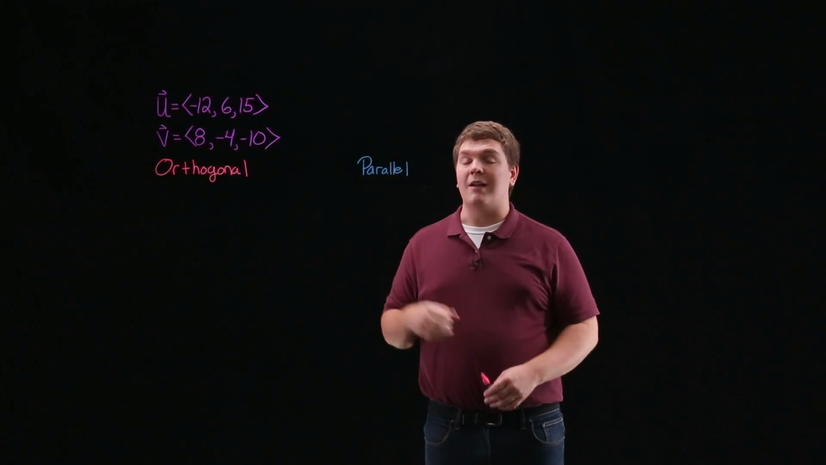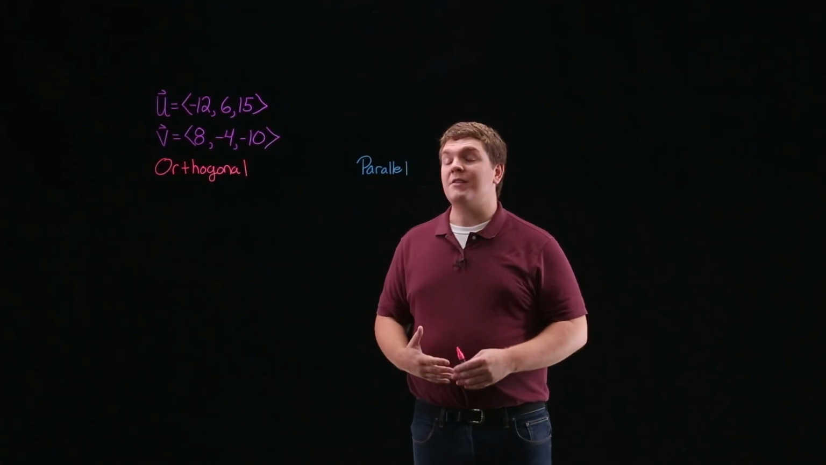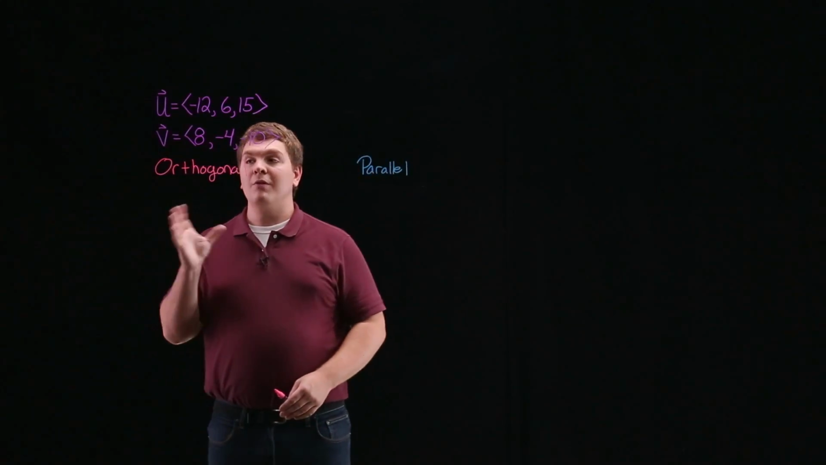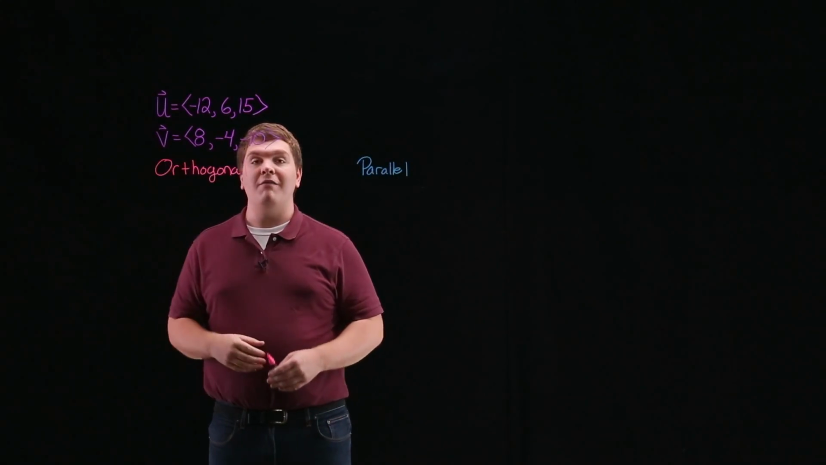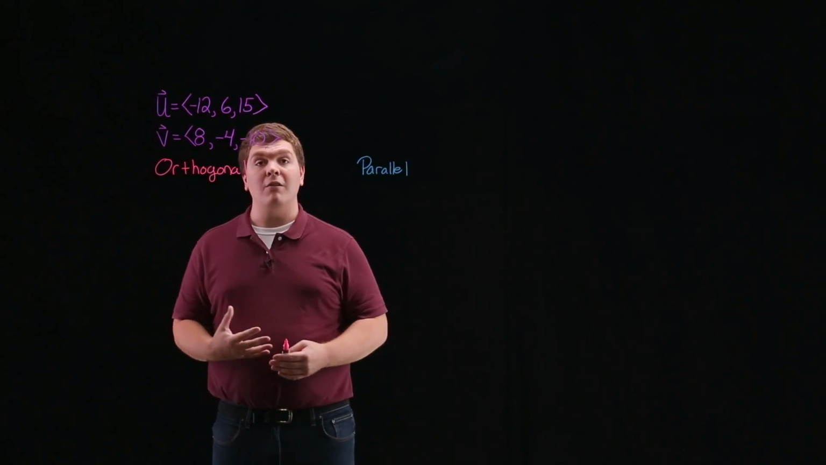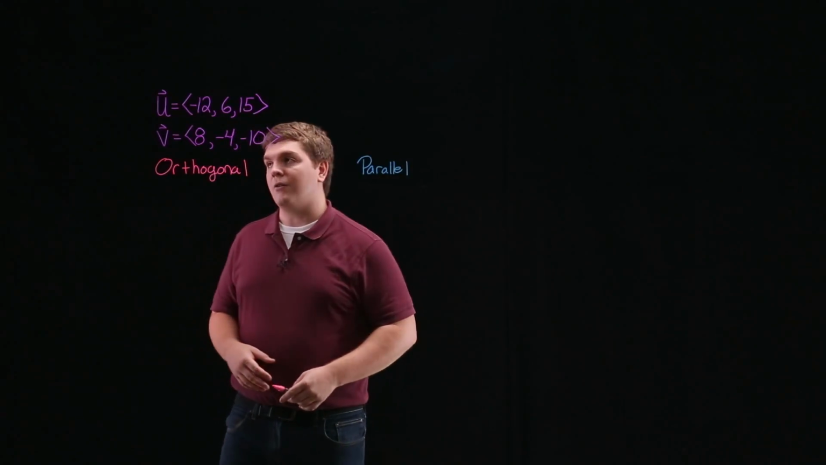For this problem, we're given two vectors, u and v, and we're asked to determine whether they are orthogonal, parallel, or neither. Let's begin by trying to determine if these two vectors are orthogonal. The way we're going to do this is find the dot product of u and v, and we know that if the dot product is 0, the two vectors are orthogonal, and if the dot product's not 0, then the two vectors are not orthogonal.